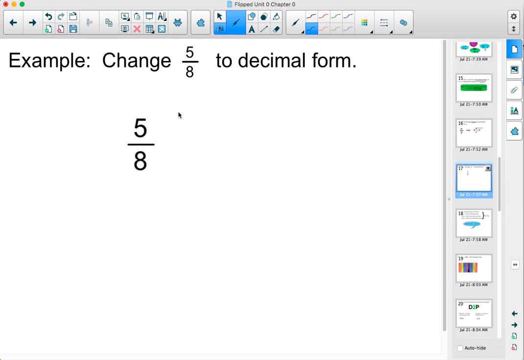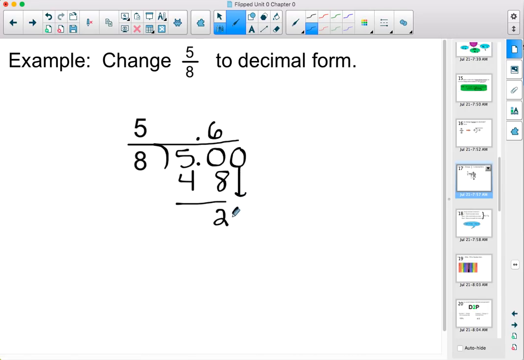Our example here says change 5/8 to decimal form. So I like to draw my division house right onto the denominator of my fraction, and then I just pop the 5 inside. Put my decimal after the 5, and then I bring it up into my quotient right away. 8 does not go into 5, so I add a 0. 8 does go into 50 6 times. 6 times 8 is 48, and we subtract and get 2. Bring down another 0 because 8 does not go into 2.